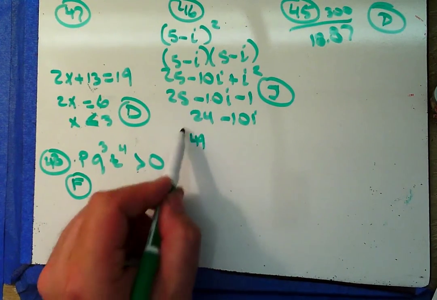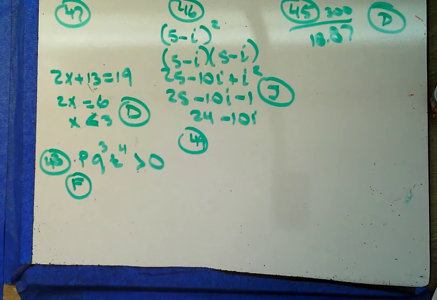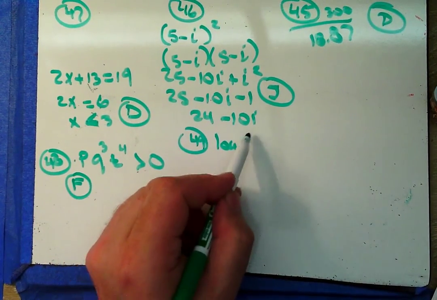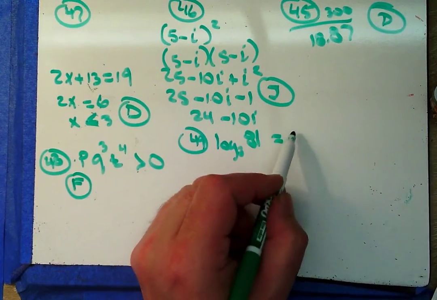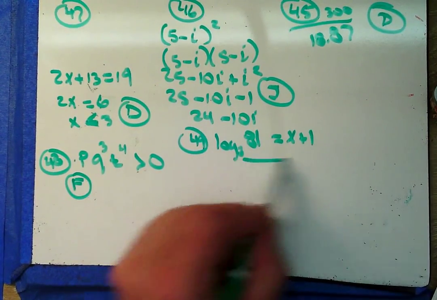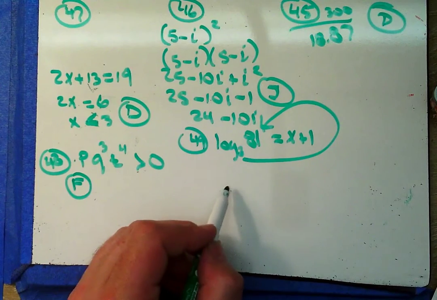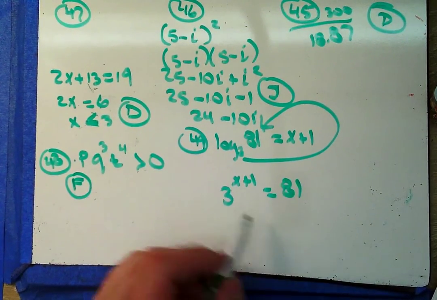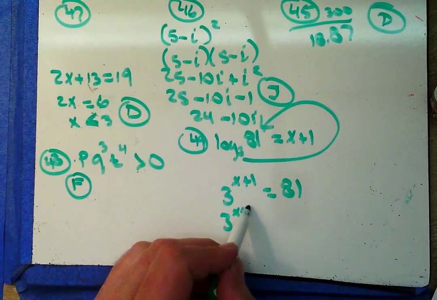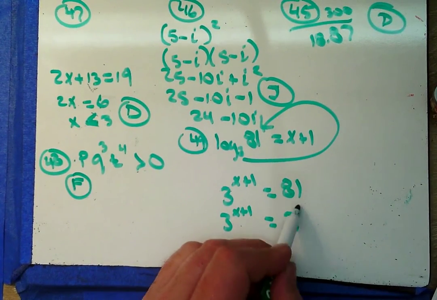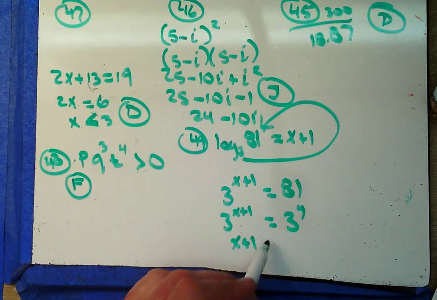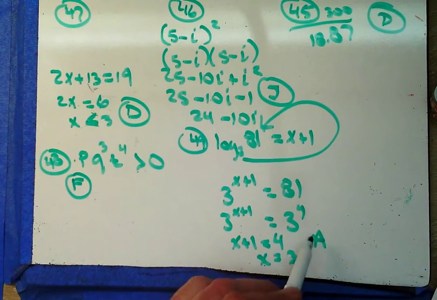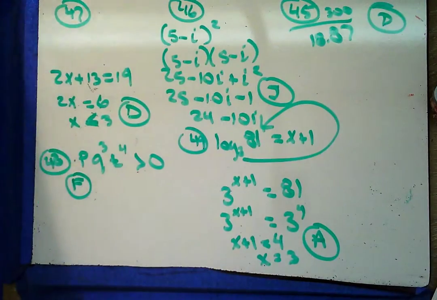49. 49 says log base 3 of 81 equals x plus 1. I'll do a scorpion tail. I'll say 3 to the x plus 1 equals 81. I'll rewrite them so that the two sides have the same base. So x plus 1 equals 4, or x equals 3. That's choice A for number 49.